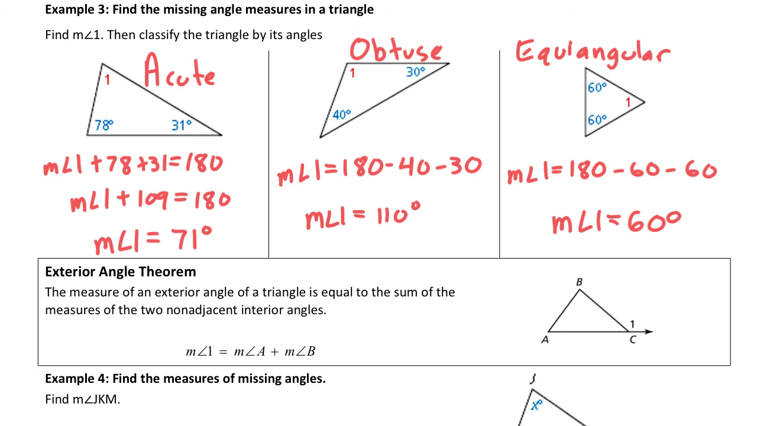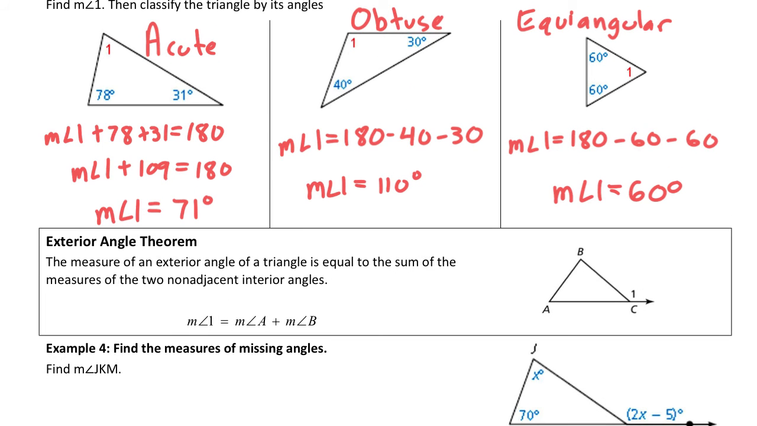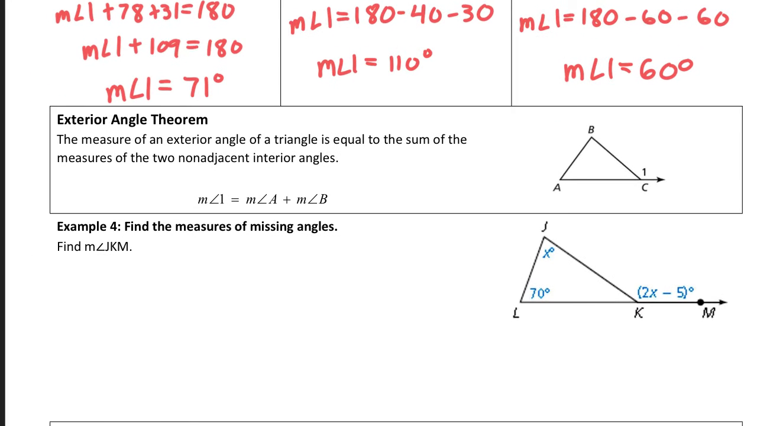Okay, equiangular. So if you're trying to find the third angle in a triangle, we know the angles in a triangle always add up to equal 180 degrees. Their sum is 180 degrees. So that is a big, big thing that we're going to use continually throughout the rest of this year. So just getting a little bit of practice with that and classifying the angles.